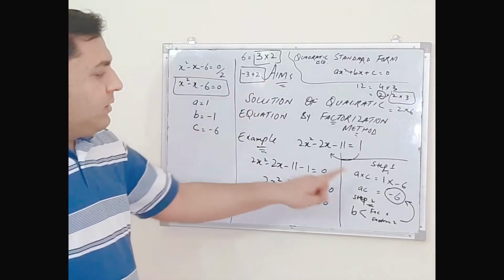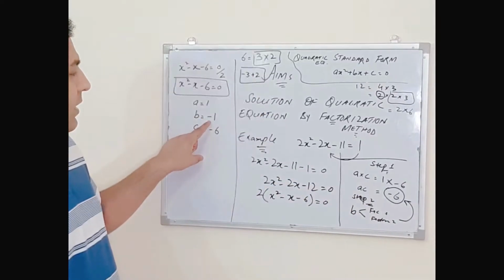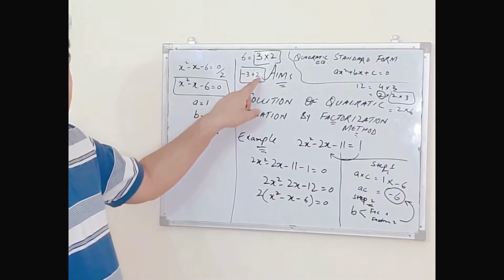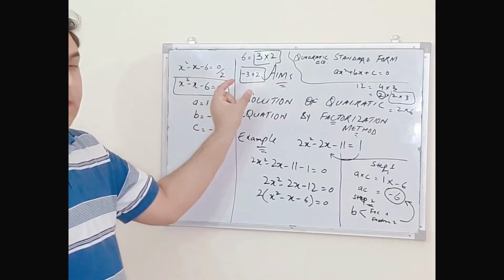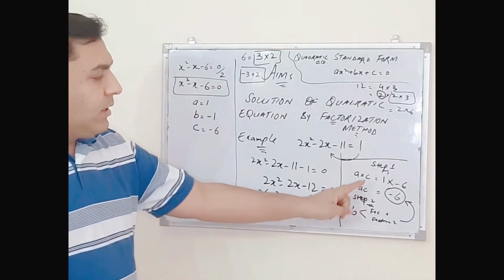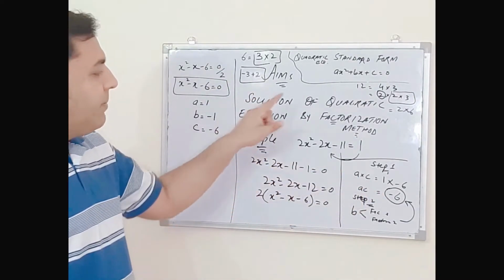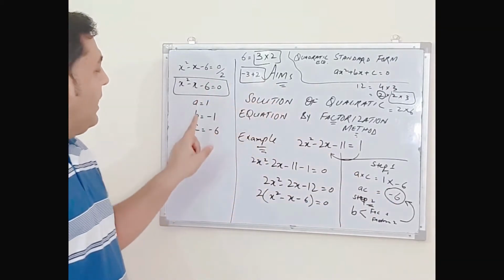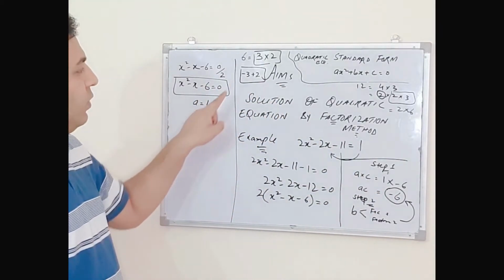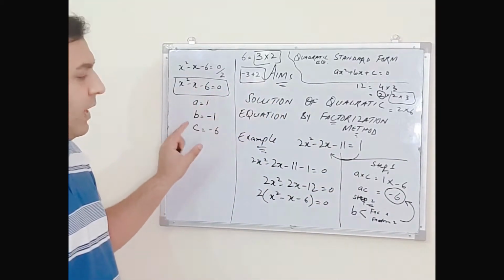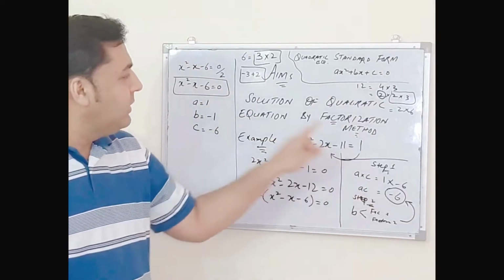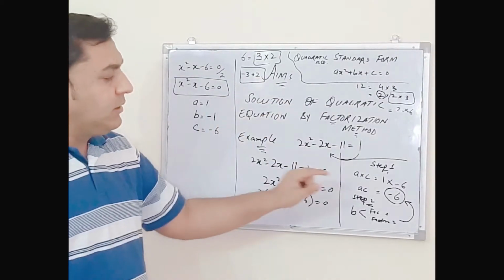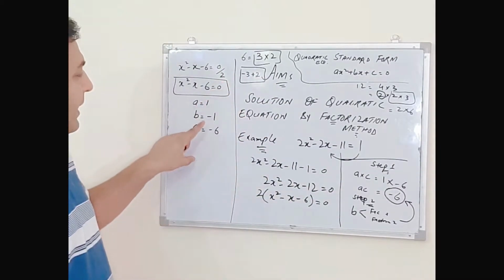Minus 3 plus 2 is minus 1, and minus 3 into 2 is minus 6. So these two factors are satisfying condition 1: I should get product minus 6 and I should get addition minus 1. These two factors satisfy both criteria. The product should be minus 6, minus 3 into 2 is minus 6, and the addition should be minus 1.